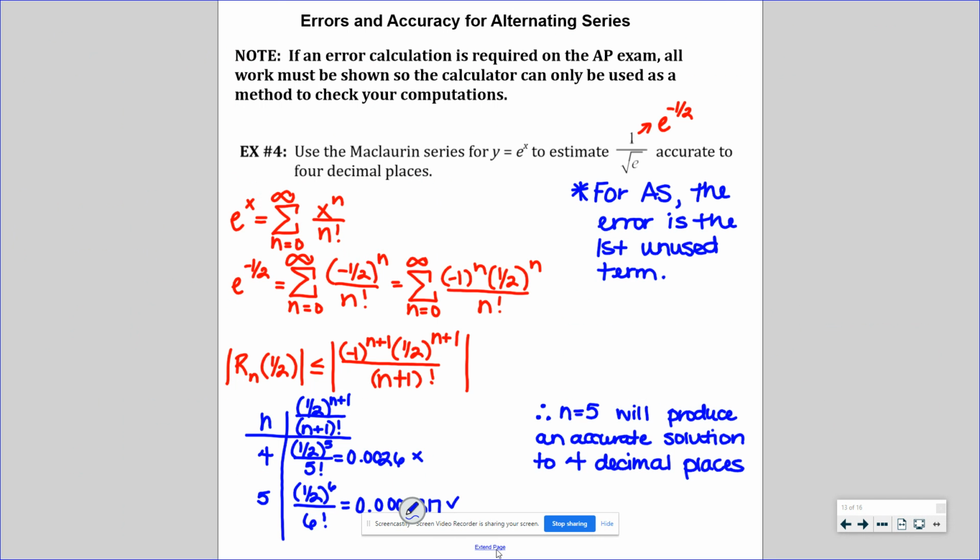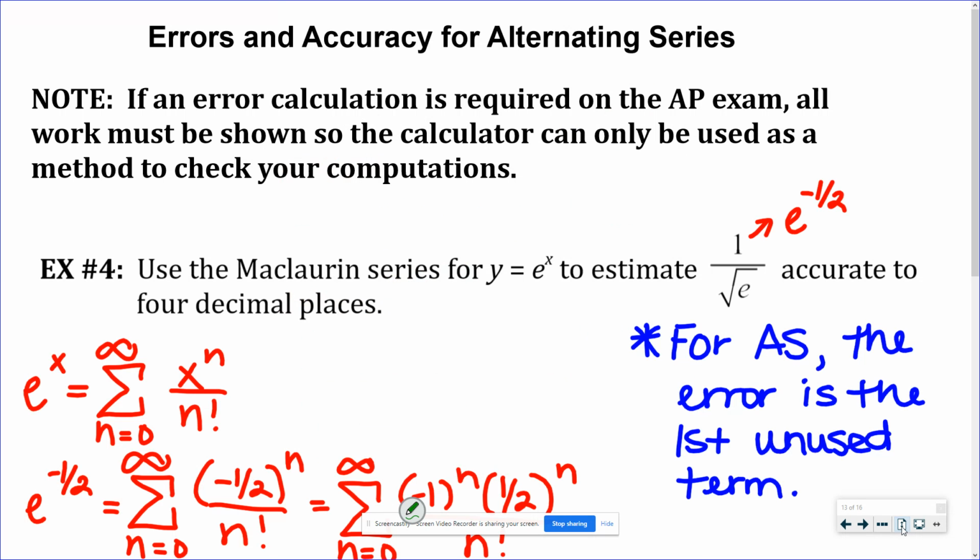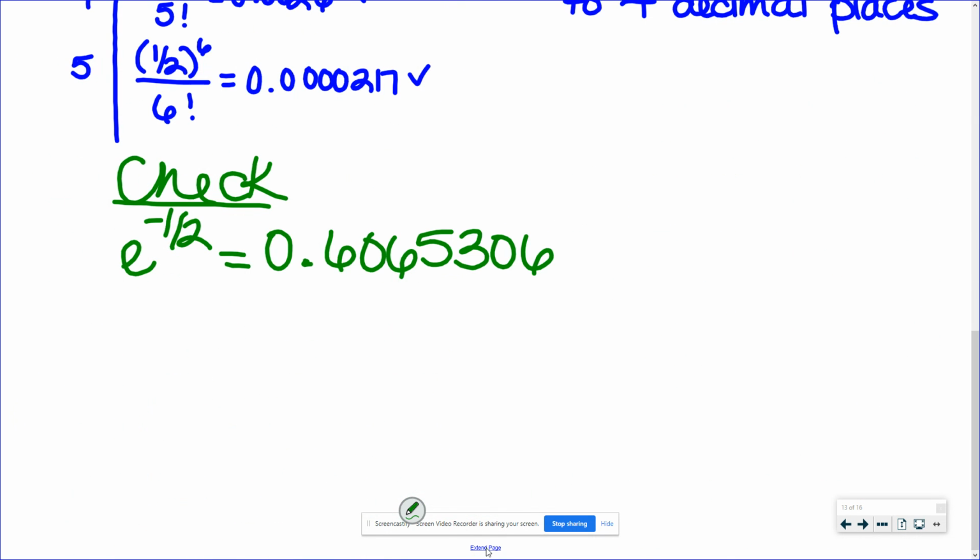Okay, one thing real quick, you can actually check your work here. This is where you can go to your calculator and let it help you, okay? It's not a real complicated thing. What you're going to do is check and see what e to the -1/2 power is equal to, okay? And it is equal to 0.6065306, okay?